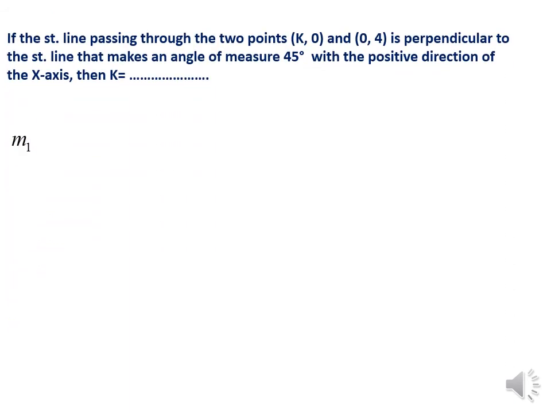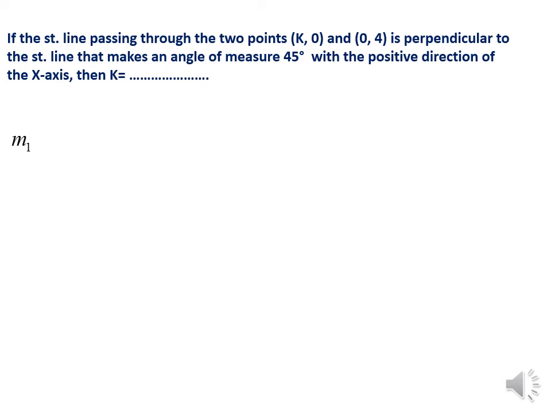The straight line passing through the 2 points (k, 0) and (0, 4) is perpendicular to another straight line that makes an angle of 45 degrees with the positive direction of the x-axis. Find the value of k. Start with the given slope.